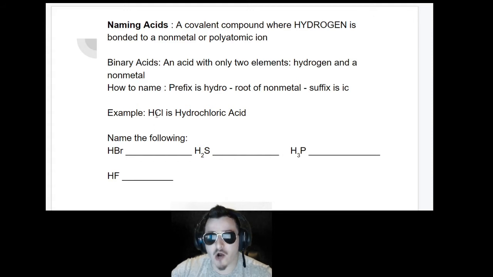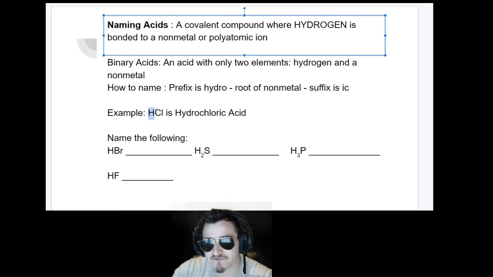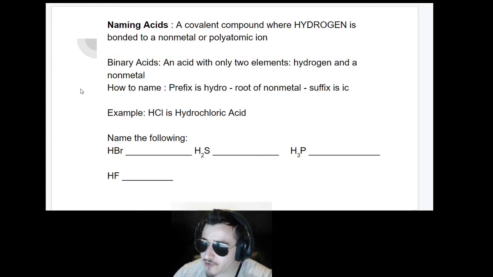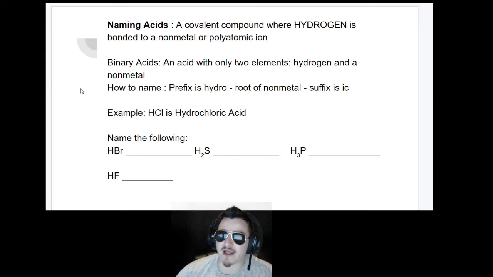So HCl, which is probably one of the most common acids you could have heard of before starting chemistry, is hydrochloric acid. How do I know this is a binary acid? Take a look at its formula. It's only two elements, hydrogen and chlorine. What a lot of kids do is they take every acid and slap hydro on the front of it. That's the number one mistake kids make with acids, but it only applies to binary acids.